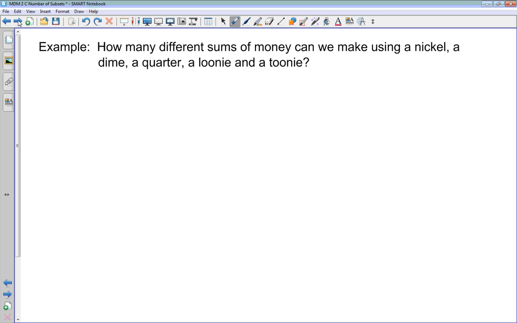How many different sums of money can we make using a nickel, a dime, a quarter, a loonie, and a toonie? So all of the coins that are currently legal tender here in Canada. We exclude the penny because we don't like pennies anymore. So we've got 5 coins. Each one of these coins can either be in the sum of money that we have or not in the sum of money. So the number of possibilities here is 2 to the power of 5, or 32 different sums.